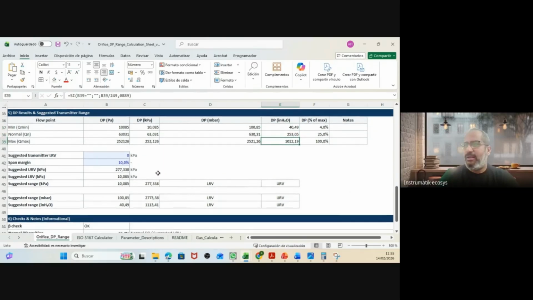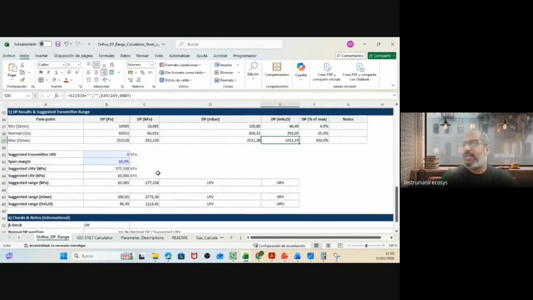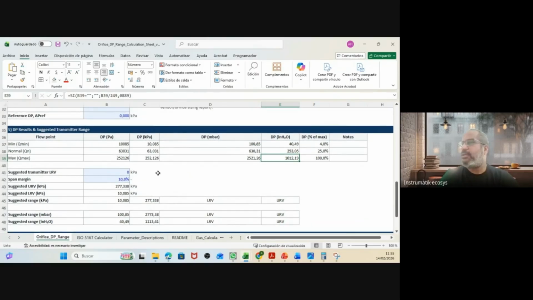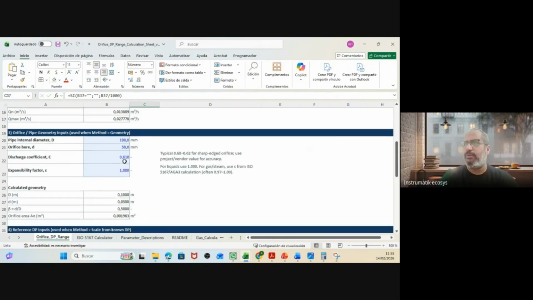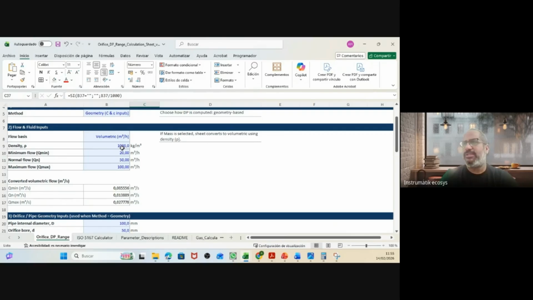So let me check something here. Now, if you compare, you have almost the same values that we used. With this one was 1997.